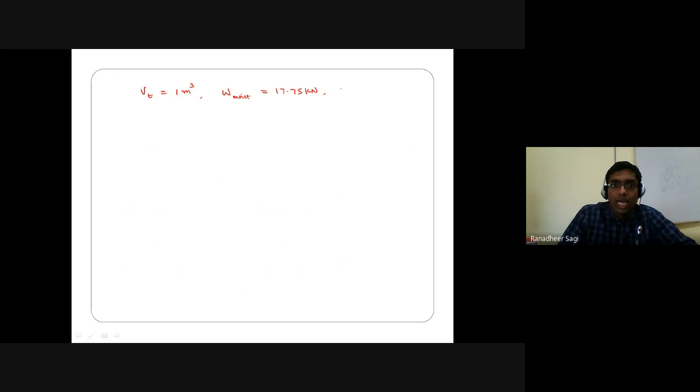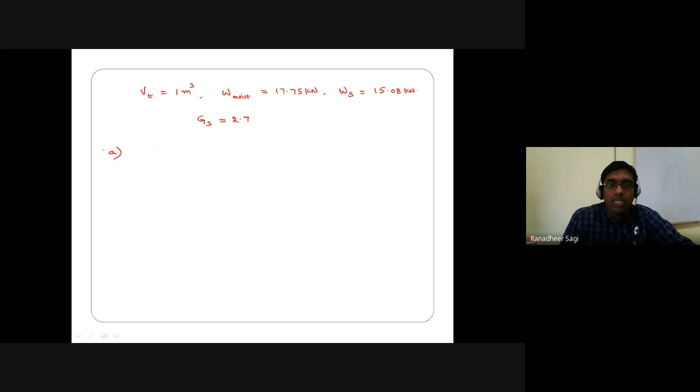And the dry weight of the soil, which we call the weight of the soil solids only, is given as 15.08 kilonewton. This is the data we have, and we are also given the specific gravity of the soil solids, which is 2.7. This is the information we have.